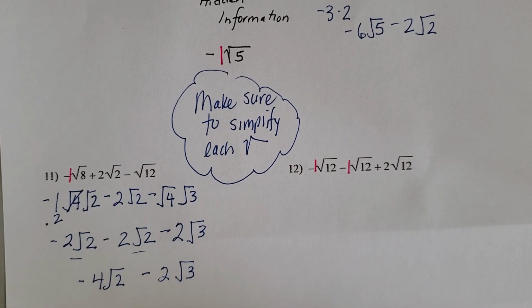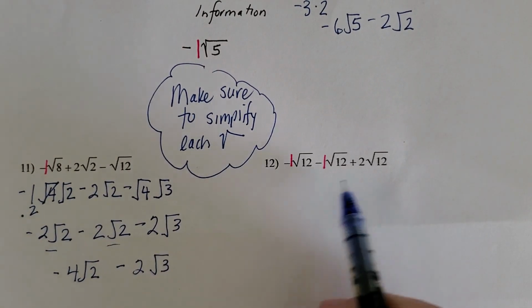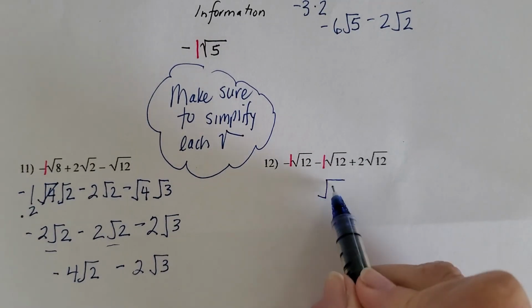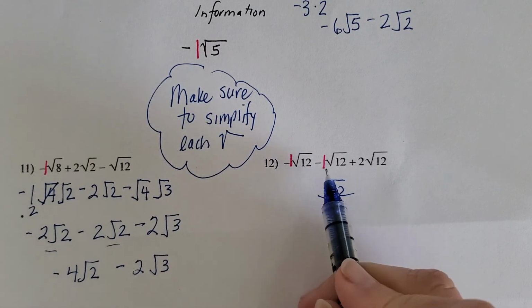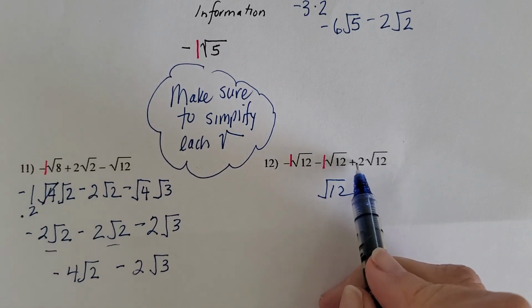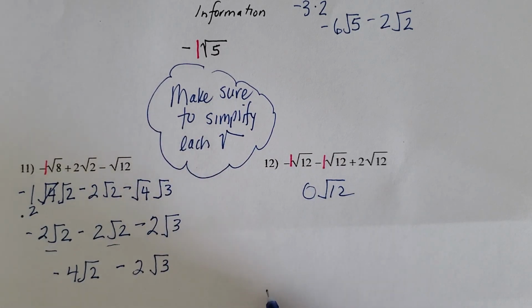All right. Last one. Oh, these are all radical 12s. So they're already like terms. We can combine them. We have a negative 1 and a negative 1, which is negative 2, plus 2, which is 0. And 0 times anything is 0. So there's nothing more for us to do.